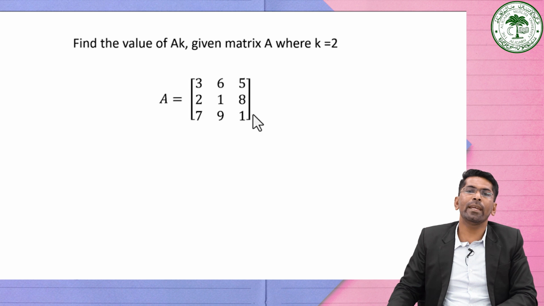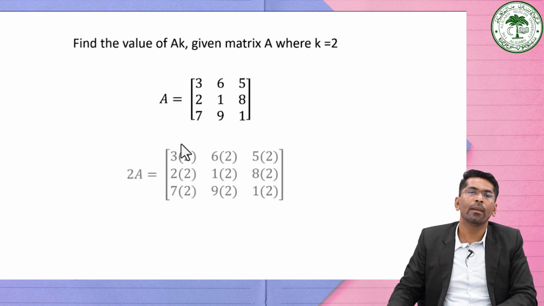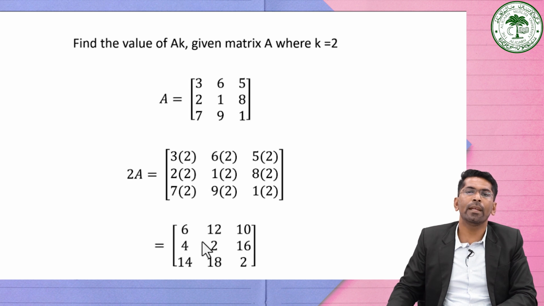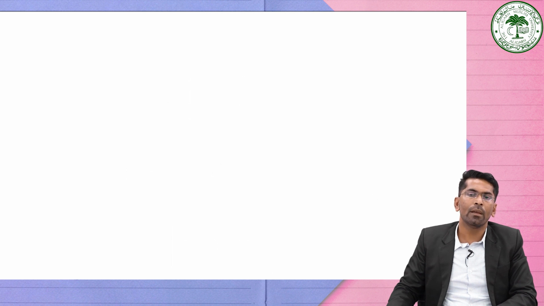Here matrix A is a 3 by 3 matrix. Now we are going to multiply each element of the 3 by 3 matrix A by the given scalar 2. If you multiply it, it will produce 6, 12, 10, 4, 2, 16, 14, 18 and 2. So in this way you can find the scalar multiplication.